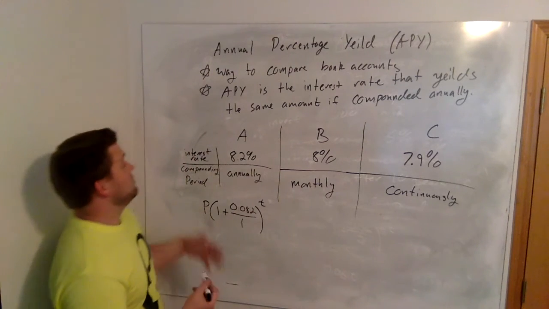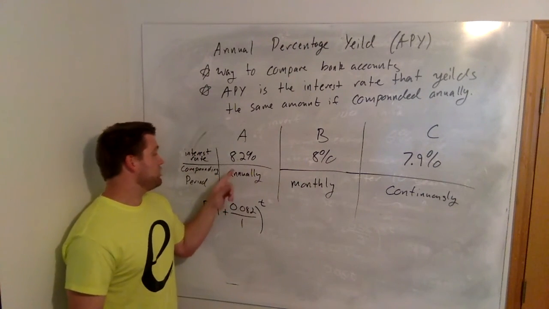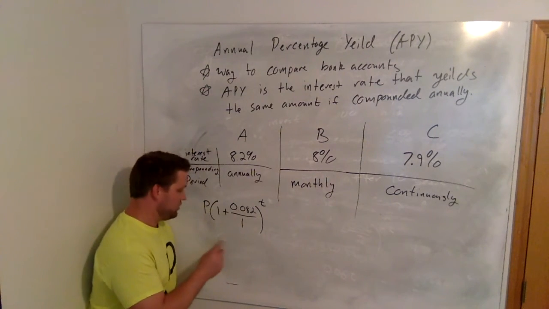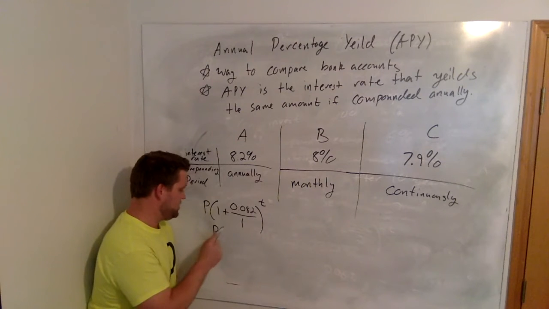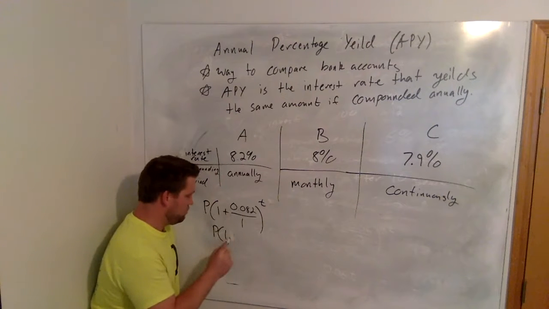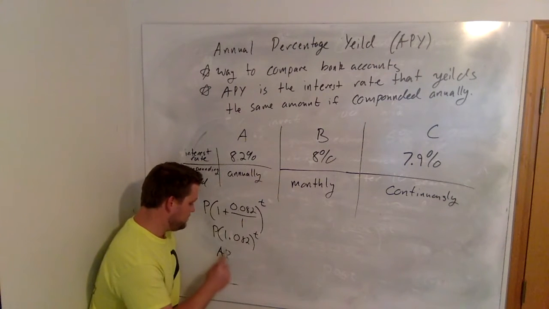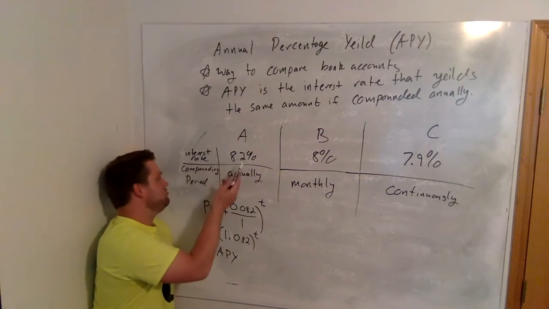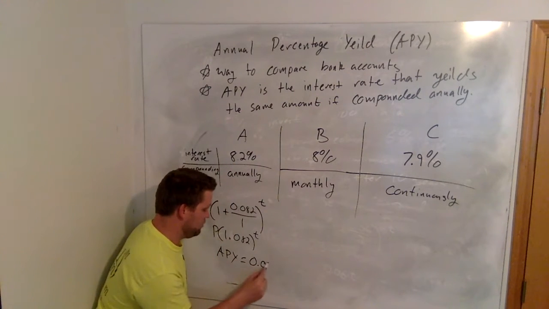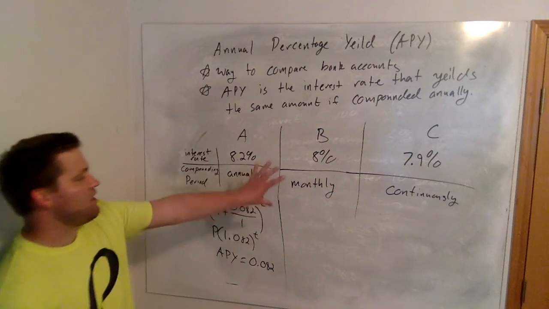Since the APY is the interest rate that yields the same amount if compounded annually, and this bank account is already reporting the interest rate when compounding annually, here the APY and the interest rate are the same. So let's rewrite this as P times 1.082 to the t. The APY here, in this specific case, is the same as the interest rate because we're already compounding annually. The APY would still be 0.082 or 8.2%.